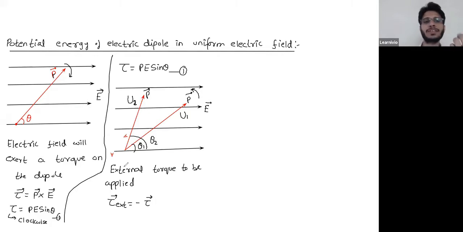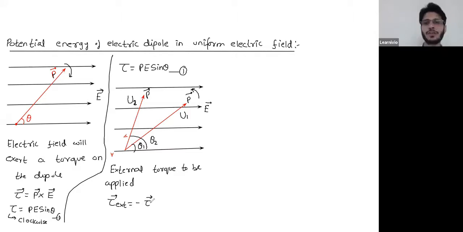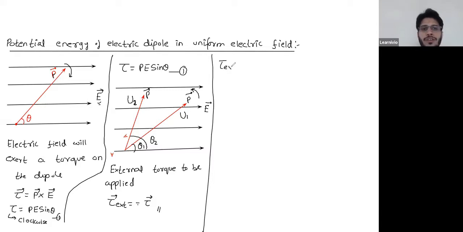Now we need to apply an external torque on the dipole to rotate it from angle theta 1 to theta 2. That external torque is in a direction exactly opposite to that of the field torque. So tau external is minus tau. If I calculate the magnitude, the magnitude of the external torque is equal to the magnitude of the torque due to the field. We can substitute 1 in 2. Then tau external comes out to be P E sin theta.